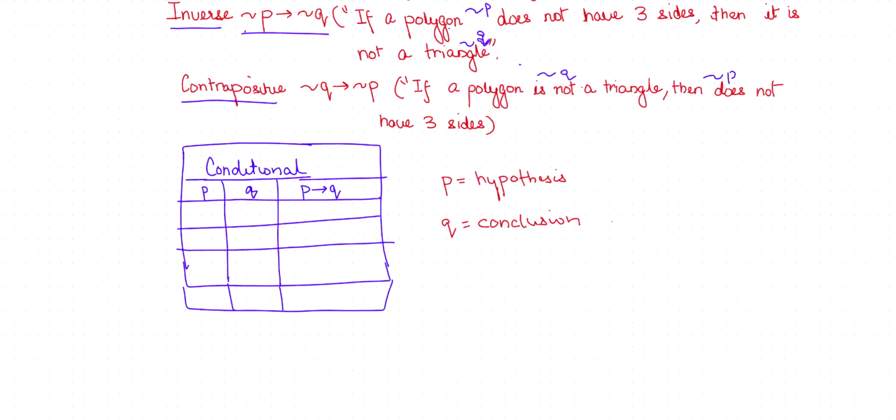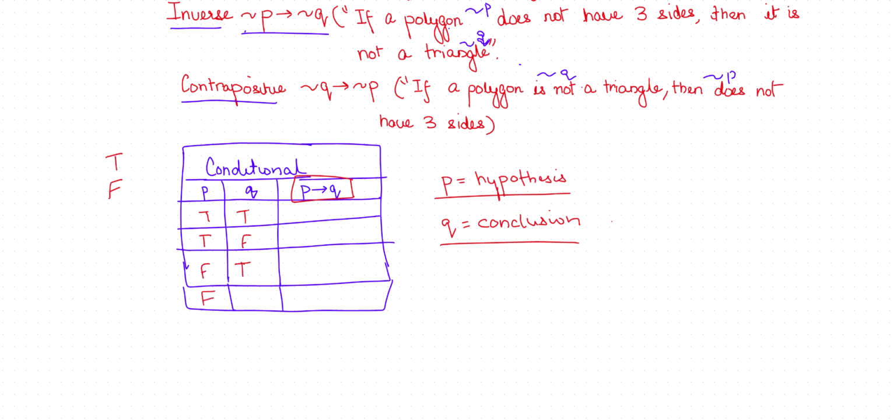So let's make a truth table for a conditional statement PQ, where P is the hypothesis and Q is the conclusion. And this means if P, then Q. P and Q can each be either true or false. There are two values, so there will be four scenarios: both true, P true and Q false, P false and Q true, and both false.